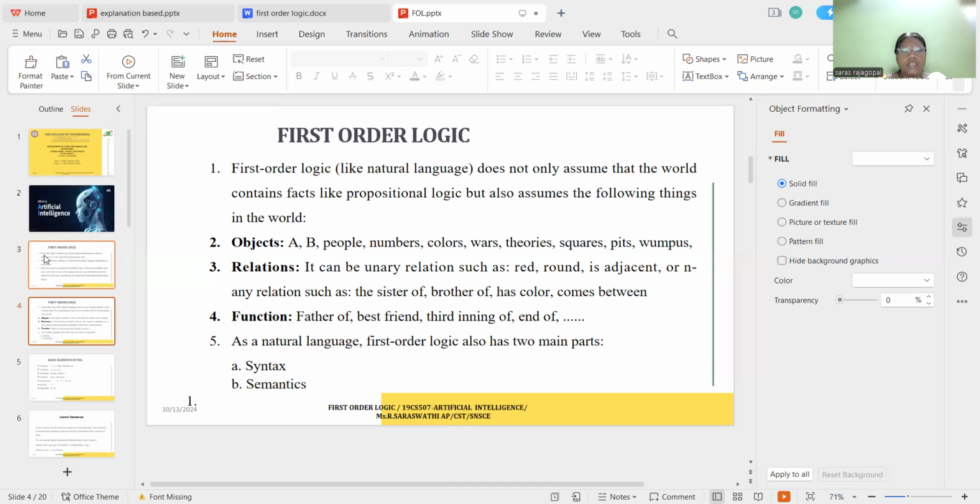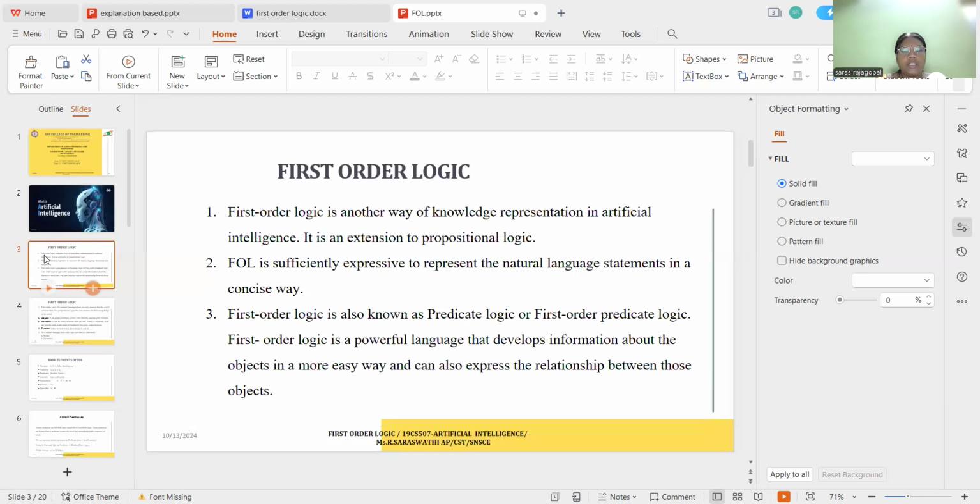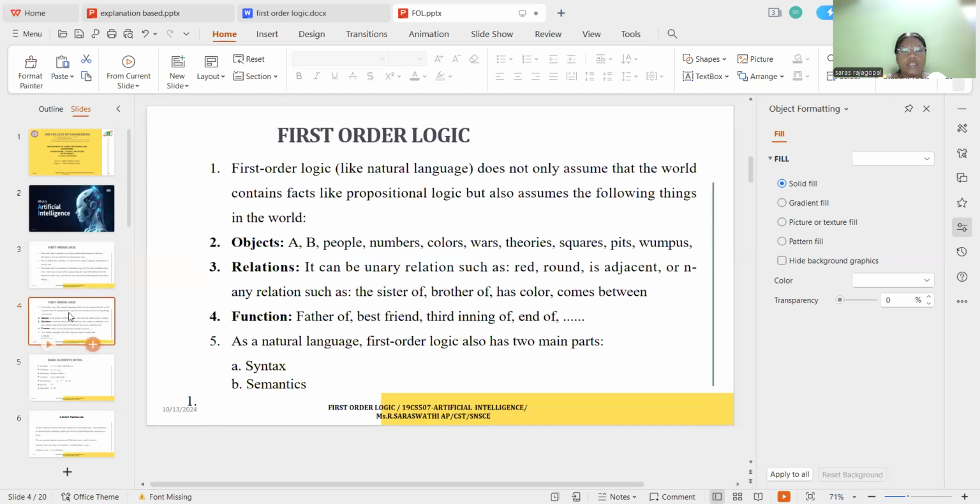As a natural language, first order logic has two main parts, syntax and semantics. First order logic is another way of knowledge representation in artificial intelligence. It is an extension of propositional logic. FOL is sufficiently expressive to represent natural language statements in a concise way. It's also known as predicate logic or first order predicate logic. It's a powerful language that develops information about objects in an easier way, and it can also express the relationship between these objects. It contains the following things: objects, relations, and functions.